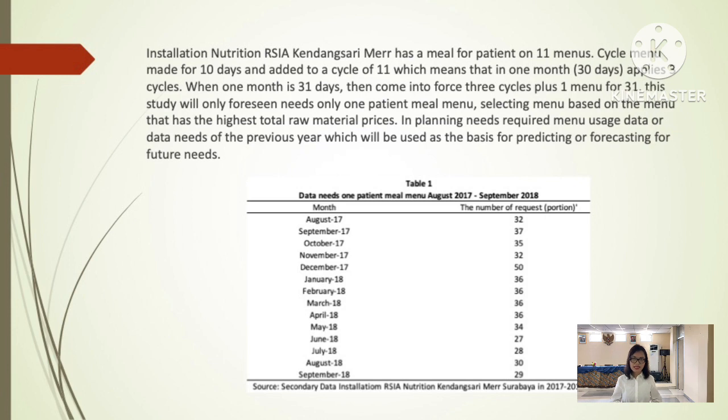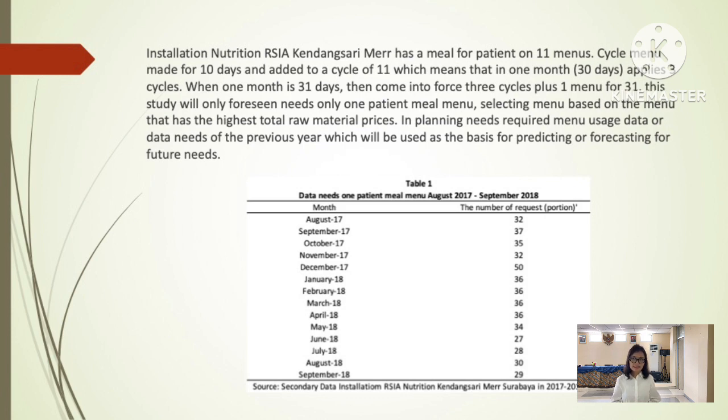Installation Nutrition RSIA Kendang Sari has a meal for patients on 11 menus. The menu cycle is made for 10 days and added to a cycle of 11, which means that in one month of 30 days, 3 cycles apply. When one month is 31 days, then 3 cycles plus 1 menu come into force for day 31. For reasons of need, this study will use only one patient meal menu, selecting the menu that has the highest total raw material price.